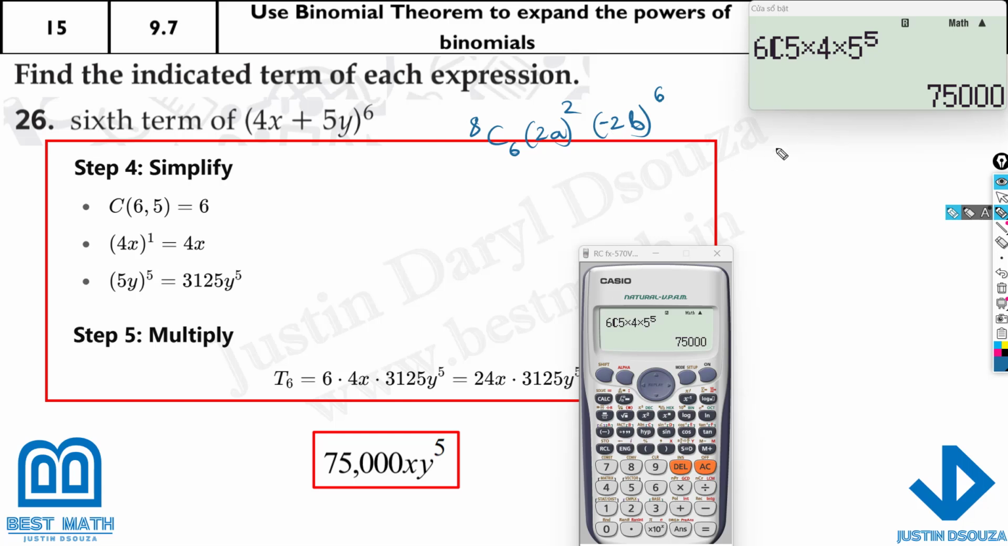Let me write it out over here. It'll be 6c5, isn't it? Then what do we have? 4x raised to 6 minus 5, that is 1. 6 minus 5 is 1. And then we have 5y raised to 5. So you can see y power 5, x power 1. And whatever we put over here is 75,000.